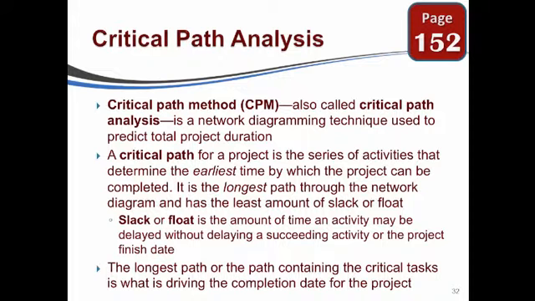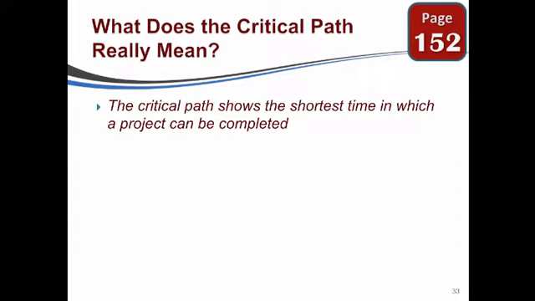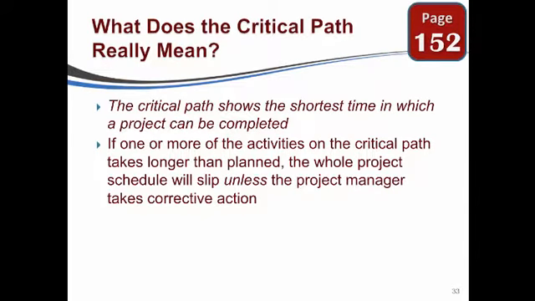So as we do that, let's take a look at what the critical path really means. The critical path shows the shortest time that the project can be completed. Now, it's actually going to be the longest path through the project. So what that means is if one of the activities on the critical path takes longer than what was anticipated, the whole project has to slip to accommodate that delay.